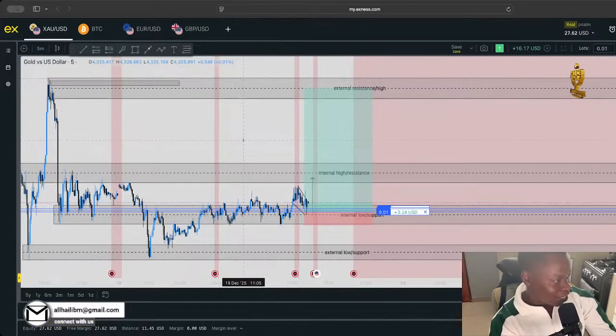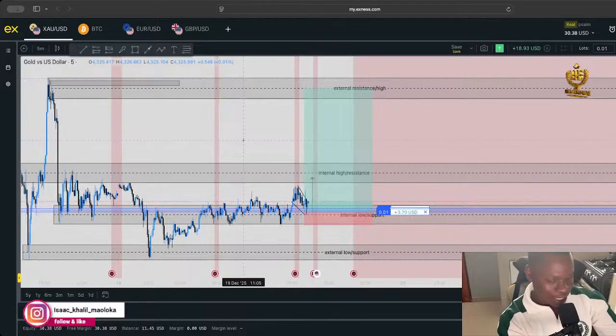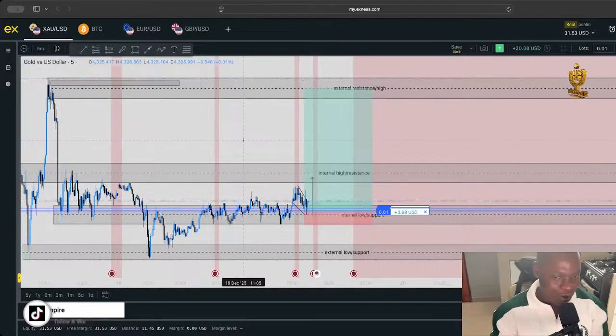Any comments? I don't see anyone commenting. Have you taken the trade? I've given you an entry point, a level of entry point. Are you with me in this trade or not?